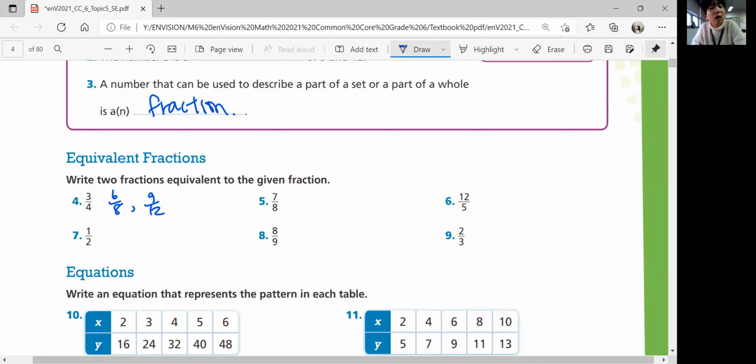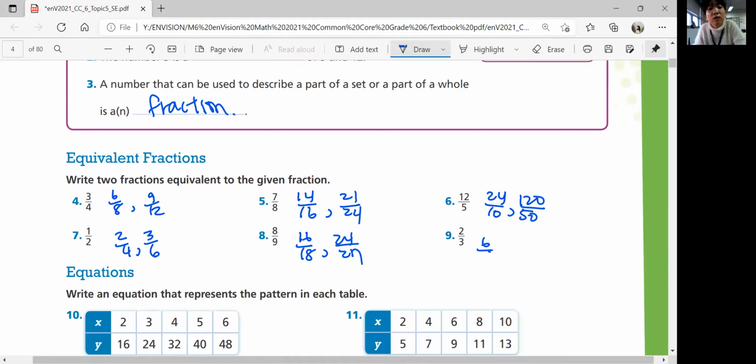Okay. Number 5, 7/8, multiply by 2 on both, you get 14/16, multiply by 3, you get 21/24, the equivalent fractions. You can also multiply by decimals, or bigger numbers, but make sure you multiply both by the same number. Number 6, 24/10, 120/50. Number 7, 2/4 or 3/6. Number 8, 16/18 or 24/27. Number 9, 6/9 and 8/12.